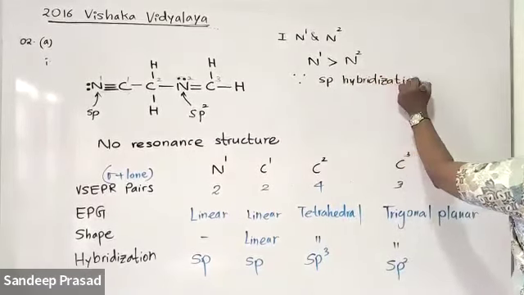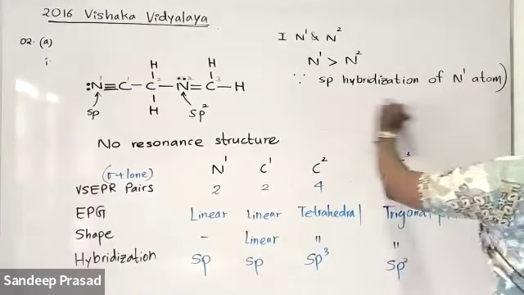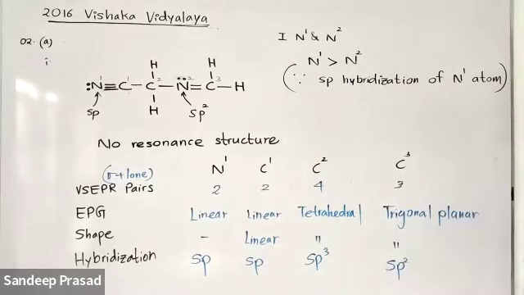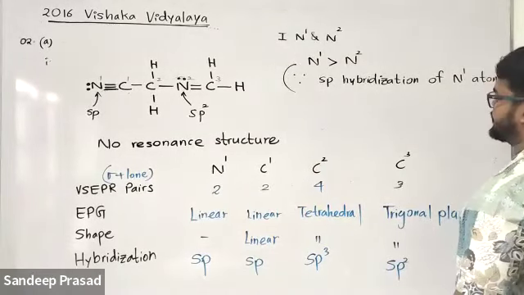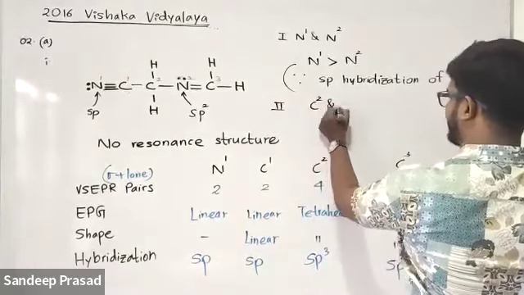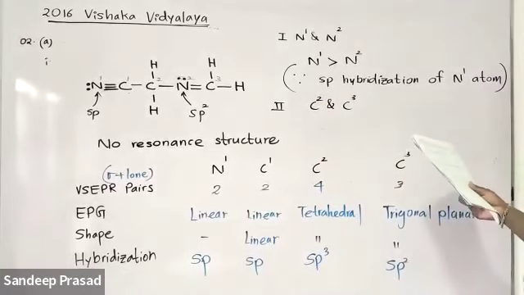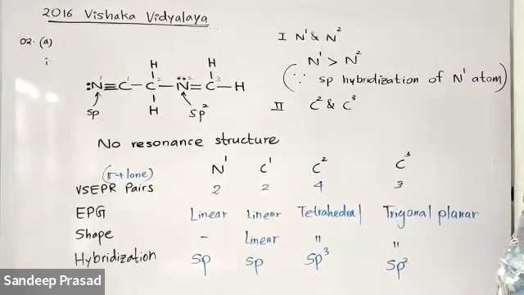of the first nitrogen atom. So that is the reason. If you want, you can write down that the N2 nitrogen atom is showing sp2 hybridization. And the next one, the second carbon atom and the third carbon atom. Among these two, which one shows high electronegativity?